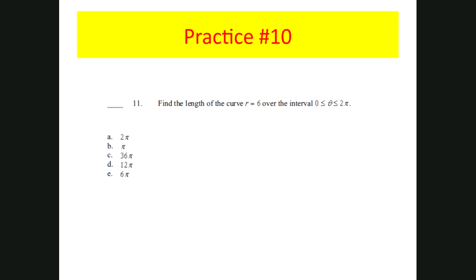6 pi. 6 pi? How did you get 6 pi? It's half of the circumference of the circle, right? What are you talking about? What does the graph of this thing look like? It's a circle. Yeah, with a radius of 6, isn't it? Yeah. How do you find the circumference of a circle? 2 pi r.